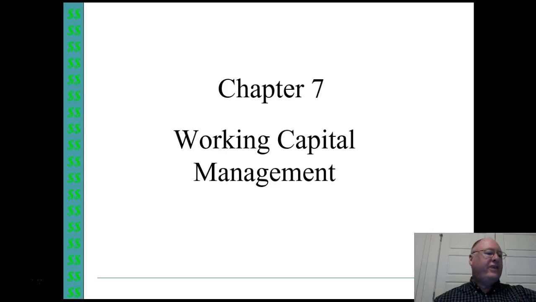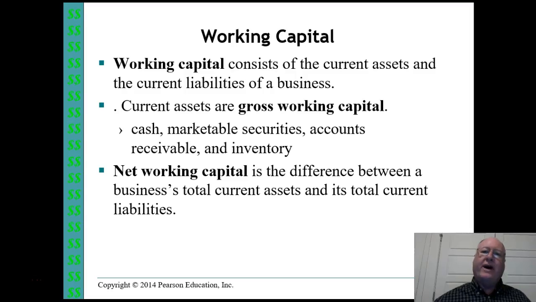We're in this session in Chapter 7 where we're talking about working capital management. Now, working capital, just as a reminder for what we talked about in previous chapters, consists of current assets and current liabilities. What's sometimes referred to as gross working capital is the current asset side, which is your cash, marketable securities, accounts receivable, and inventory. And net working capital is the difference between current assets minus current liabilities.